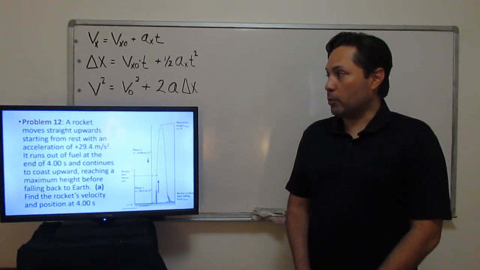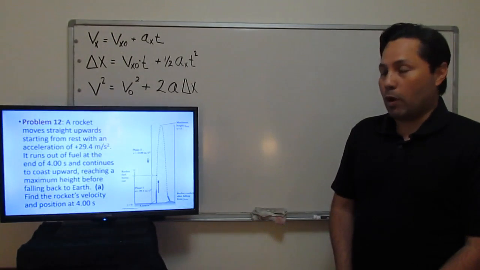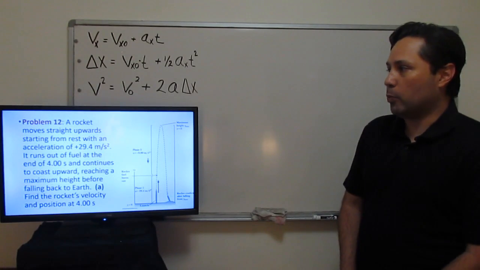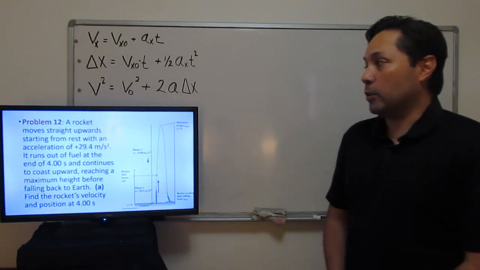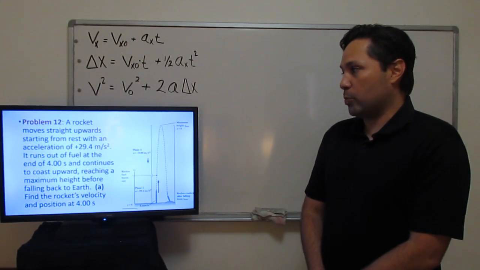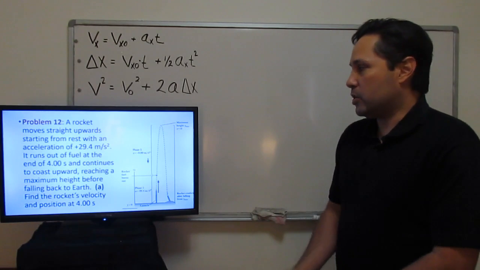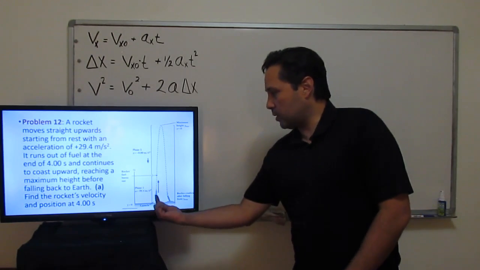Up next is problem number 12. In problem number 12, they talk to us about a rocket. It says a rocket moves straight upwards, starting from rest, with an acceleration of positive, since it's going up, 29.4 meters per second squared. It runs out of fuel after 4 seconds, and it continues to coast upwards. So it has that acceleration here.